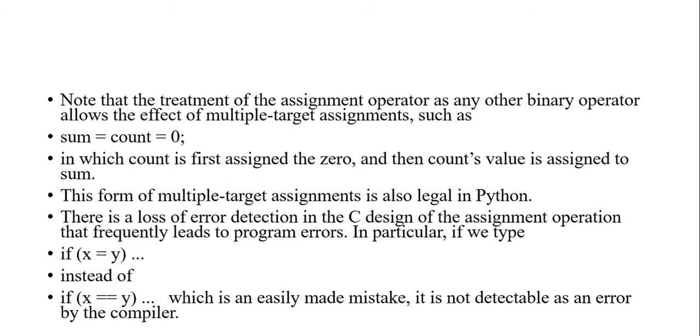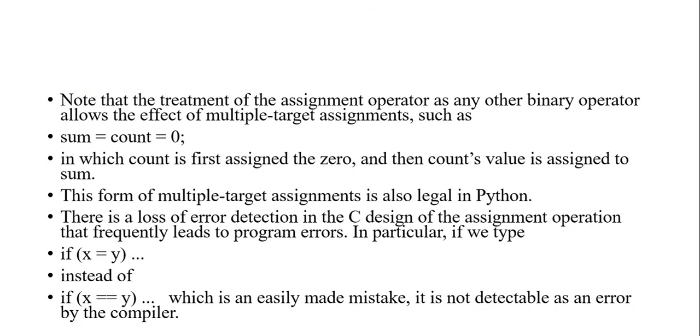Okay, so here we have multiple target assignments. This form of multiple target assignments is also legal in Python. There is a loss of error detection in the C design of the assignment operator that frequently leads to program errors. In particular, if you type if x = y instead of if x == y, which is an easily made mistake and which is not detectable as an error by the compiler. Okay, what will happen? Instead of comparing them, the assignment will happen there.